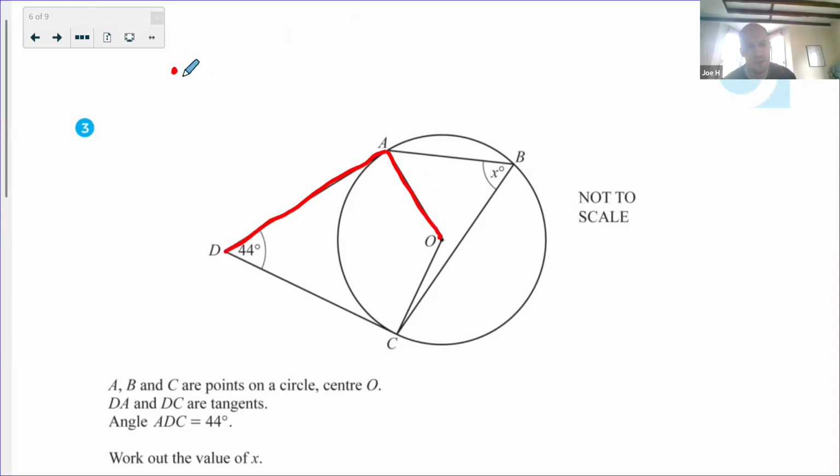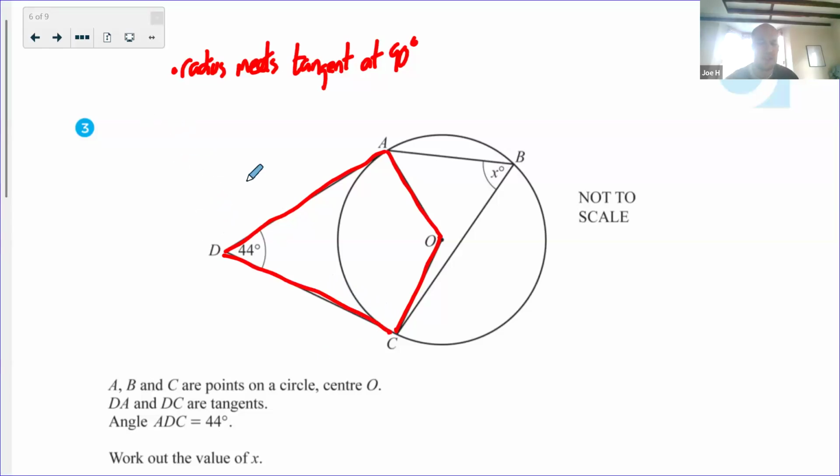So we know a radius meets... you don't need to write this down. I'm just writing this down. This is what would be going on in my head. Radius meets tangent at 90 degrees. And here's another one. There's another radius. There's another tangent. Okay, so I know I've got some radii and tangents which meet at 90 degrees.